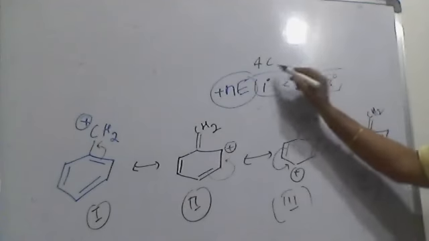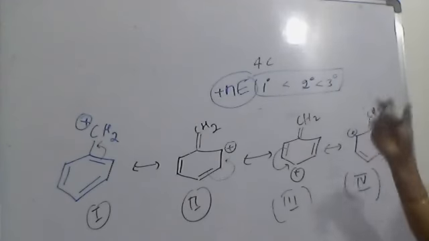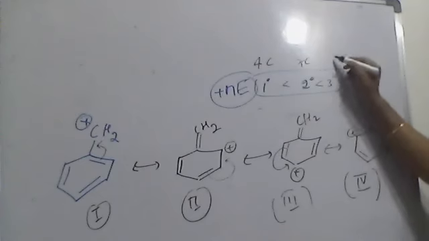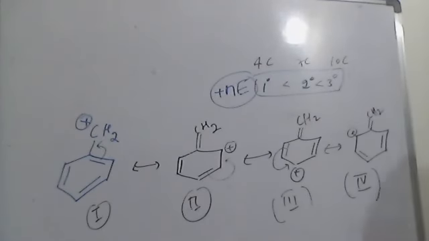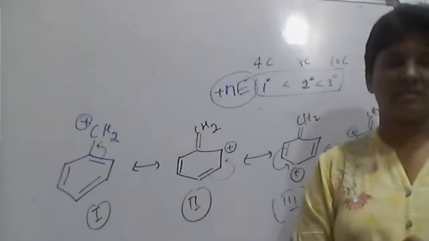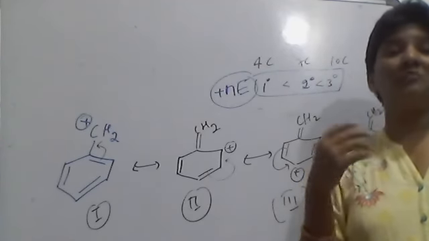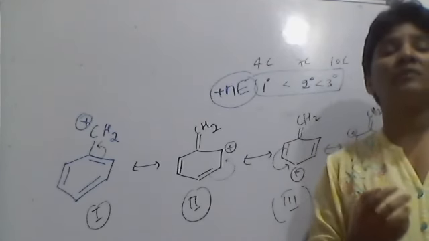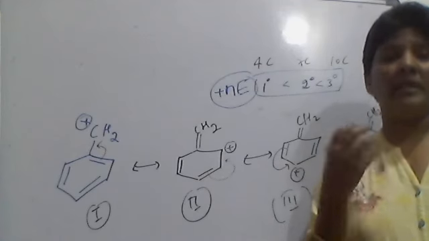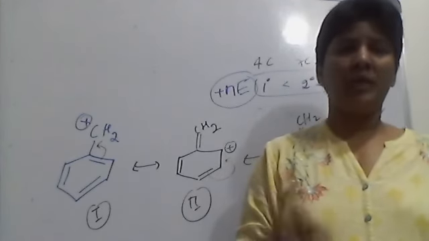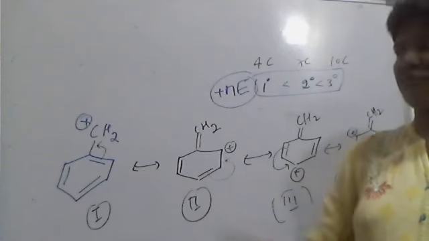In secondary, 4 plus 3 because 2 ortho and 1 para are added, 7 carbons. In tertiary, 3 more, that is 10 carbons. So as resonance structures increase, as the charge is satisfied by more number of atoms in a system, then what happens? The stability increases. Simple example, if any nucleophile, means negative group, is attacking this benzyl, it will search for what?